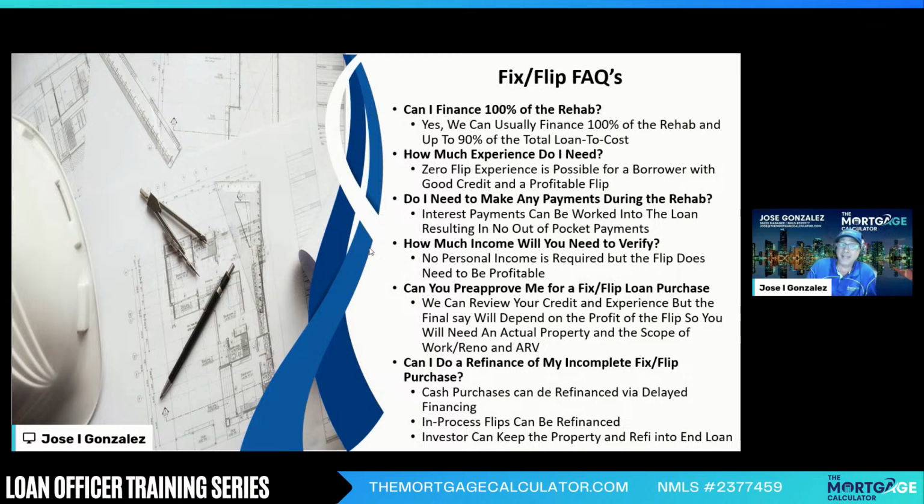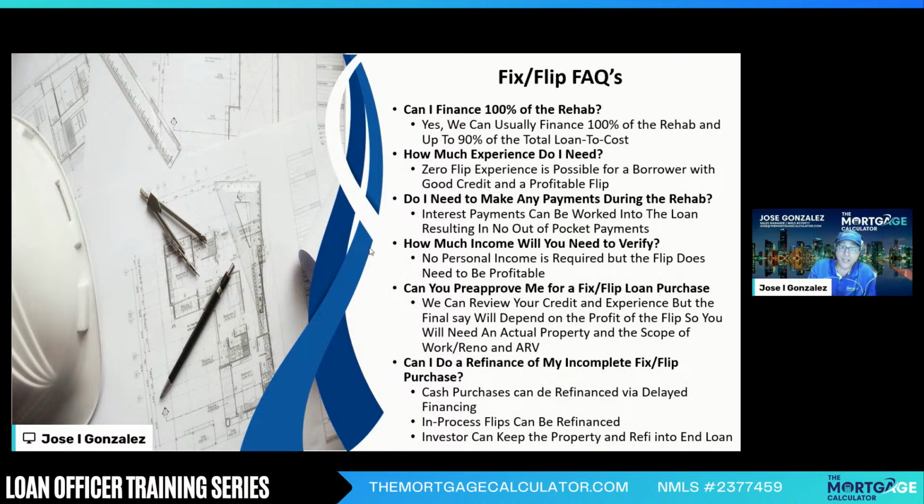So it may not be a cash out refinance for the purpose of getting money out. It may just be a cash out refinance for the purpose of getting more money to be able to finish the flip. So you may not get any money in your pocket. You're just going to pay off the existing lien, cover the closing costs, and then have additional money left over that will be distributed as draws. But to break it down a little bit more, if it's a cash purchase, that's fine. That's not an incomplete flip per se, but it can be refinanced via a delayed financing option.